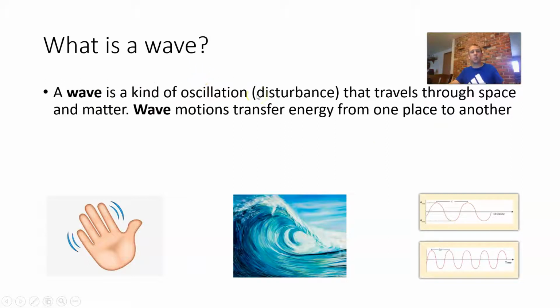of oscillation or disturbance that travels through space and or matter. So a wave transfers energy from one place to another. So that's going to be our definition. That's the big one. Waves transfer energy from one place to another place.